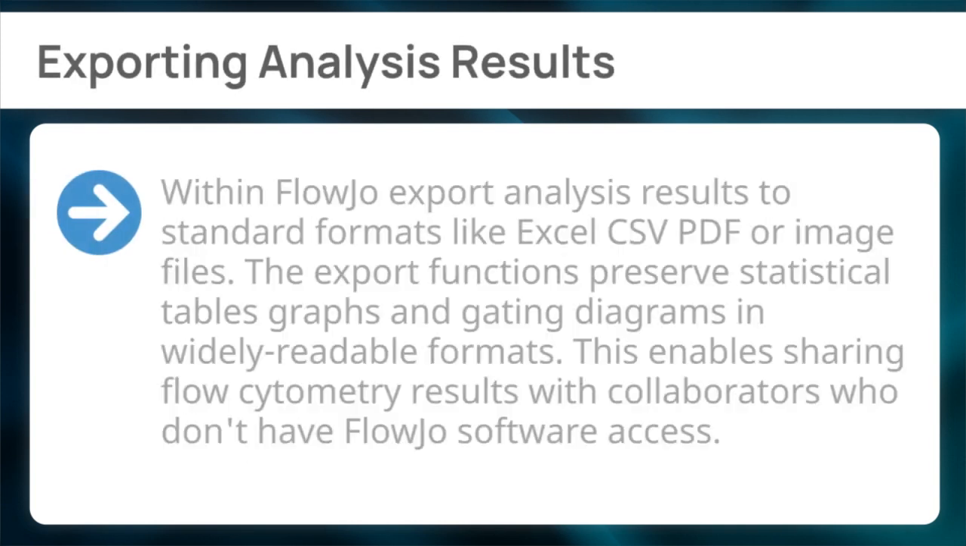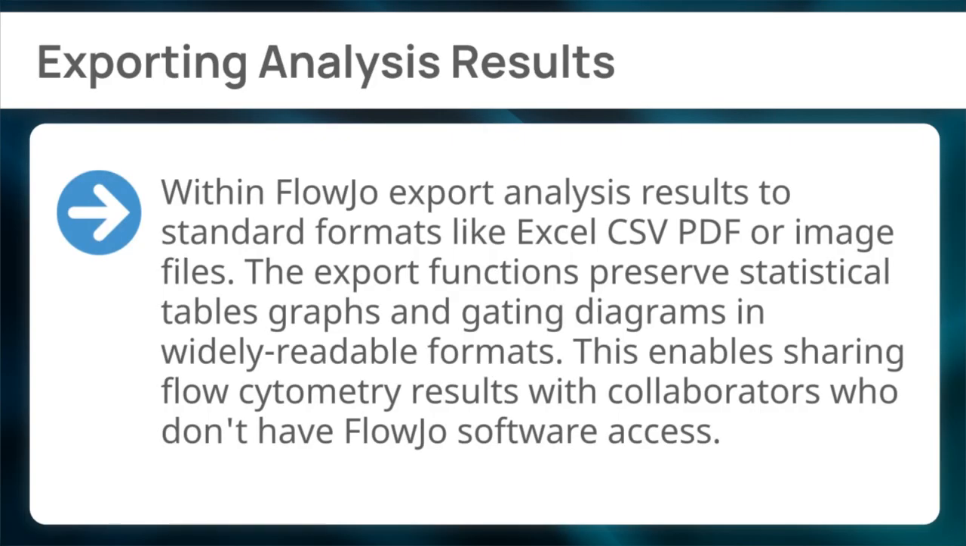Next, exporting analysis results. Within FlowJo, export analysis results to standard formats like Excel, CSV, PDF, or image files. The export functions preserve statistical tables, graphs, and gating diagrams in widely readable formats. This enables sharing flow cytometry results with collaborators who don't have FlowJo software access.